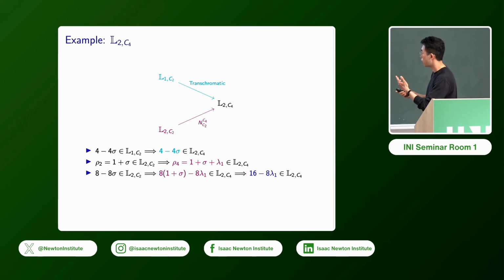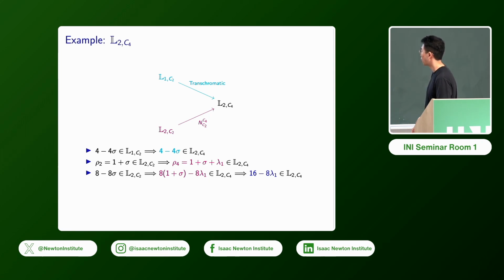And they're kind of color-coded to show you what's going on. So the 4 minus 4 sigma, that's in cyan. This one is in magenta. And I typed in GPT-4o, what happens if you mix cyan and magenta. It tells me you get blue. So this one is blue.